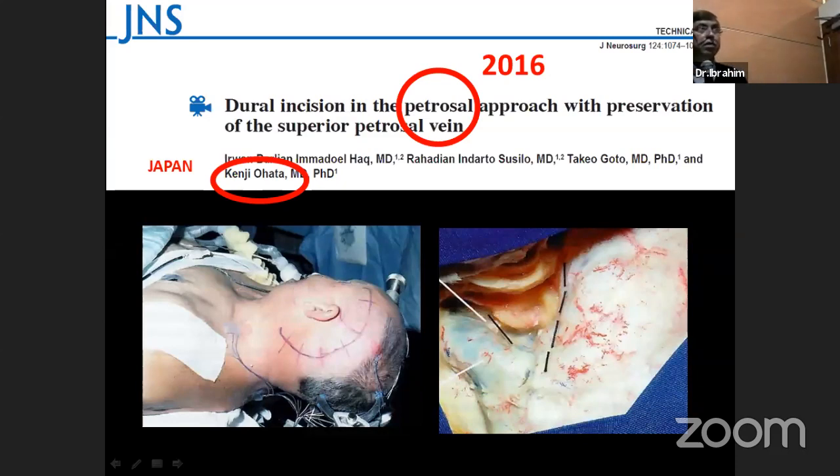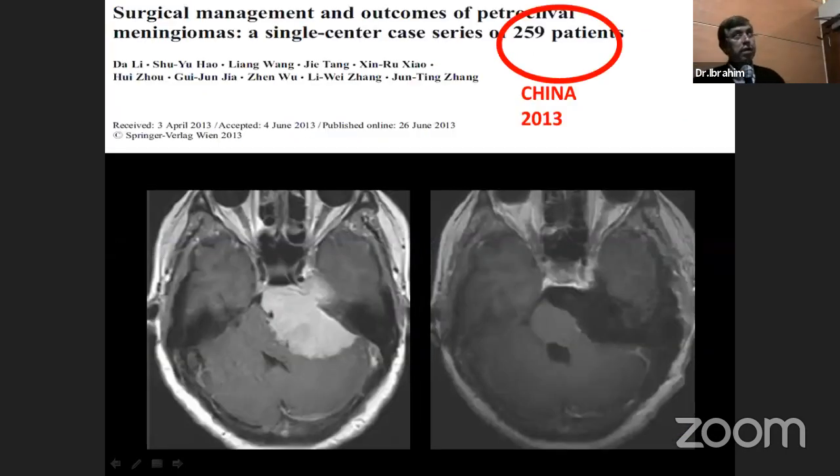Other people followed. Kenji Ohata from Japan also described the petrosal approach. So they are masters, and we learned from them. From China, the same thing. You would think this is impossible to remove. It is impossible in the hands of mediocre surgeons. That's why they go for Gamma Knife. They don't go for Gamma Knife because it is better. They go because it is the only thing they know. They know nothing else.